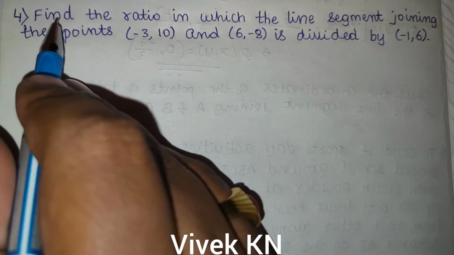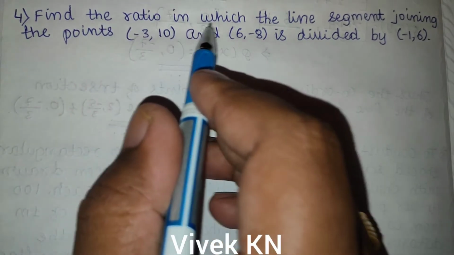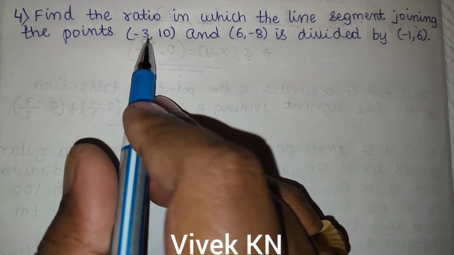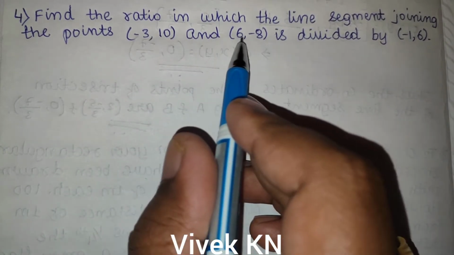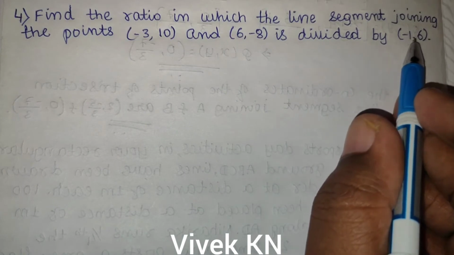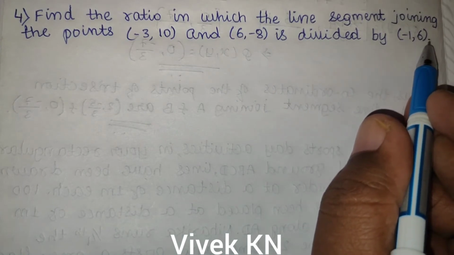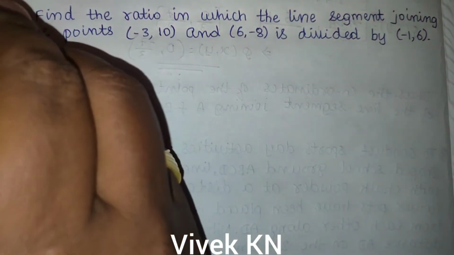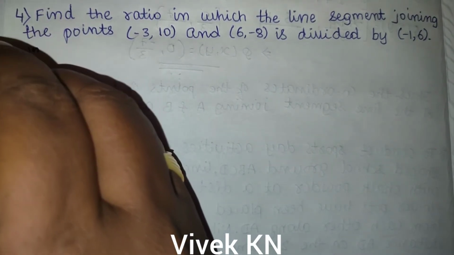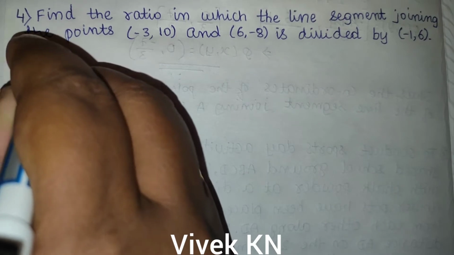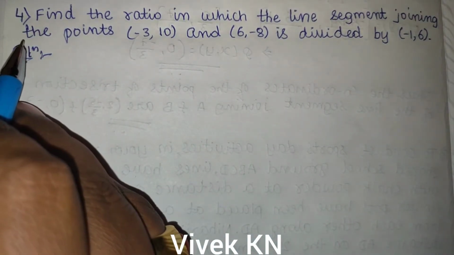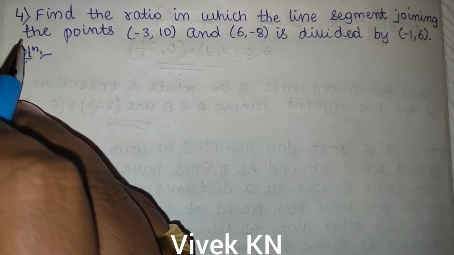Fourth question: find the ratio in which the line segment joining the points -3, 10 and 6, -8 is divided by -1, 6. So let's solve this problem. Solution. To understand this problem, first we need to draw the line segment.